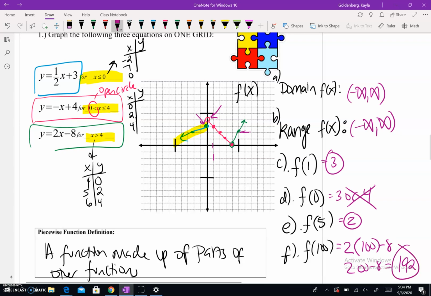And you can do that if you don't have a clear point on your graph or anything. You just have to pick which equation that number would fall into based on the restrictions, and then that's how you get your output. So that's it for the video.